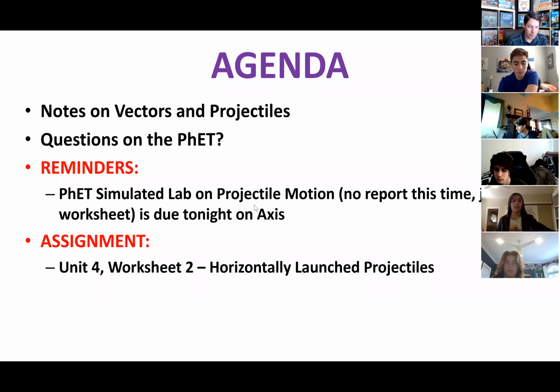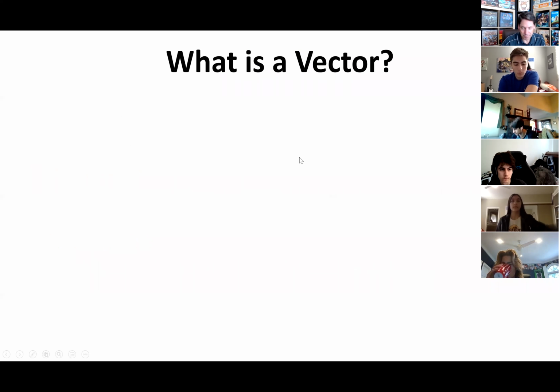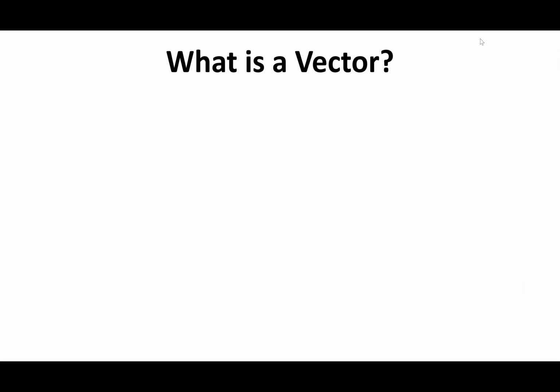So we're going to start first with vectors. So what is a vector? So someone unmute and remind me, what is a vector? I'm pretty forgetful, so I need reminders. It's a variable or quantity that has both a direction and magnitude.